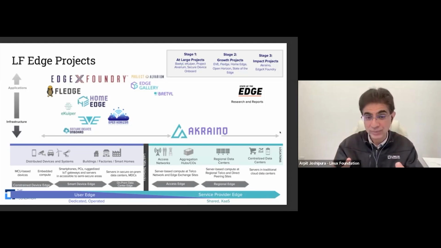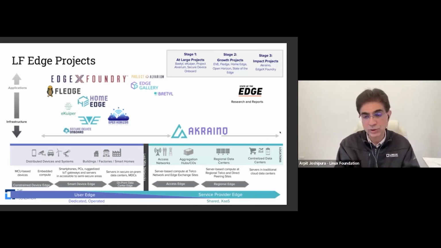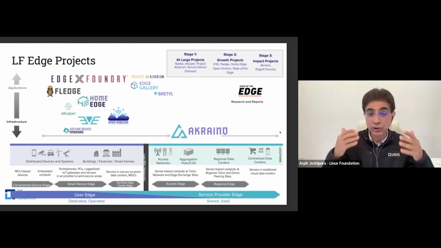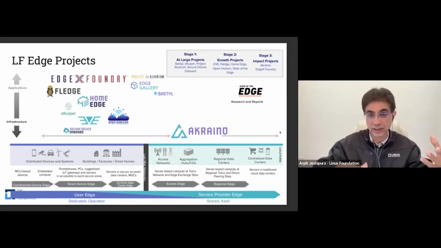So now the good news is there's only 2 types of edges that are not just relative terminology. There's a user edge, which is dedicated and operated by the user, and then there's a service provider edge, which is shared as a service. And edge compute is only relevant when applications need 20 milliseconds of latency or less, right? So if a sensor wakes up and dumps data in a cloud every week, it's an IoT application, it's not an edge compute application.